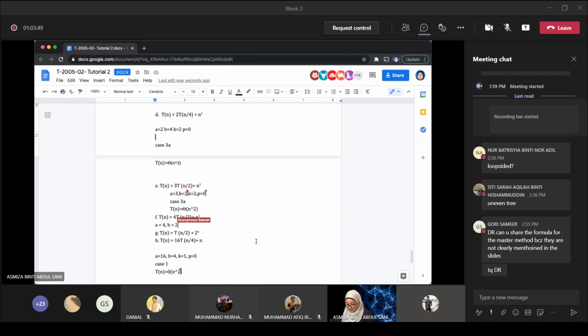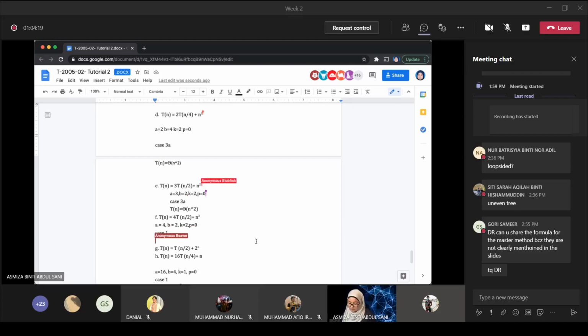That is N squared. Okay, so case 3A, order of N squared. Okay, for F, N squared, so for A is 4, B is 2, K is 2, P is 0. So this is case 1. Okay, so case 1, what is the answer?